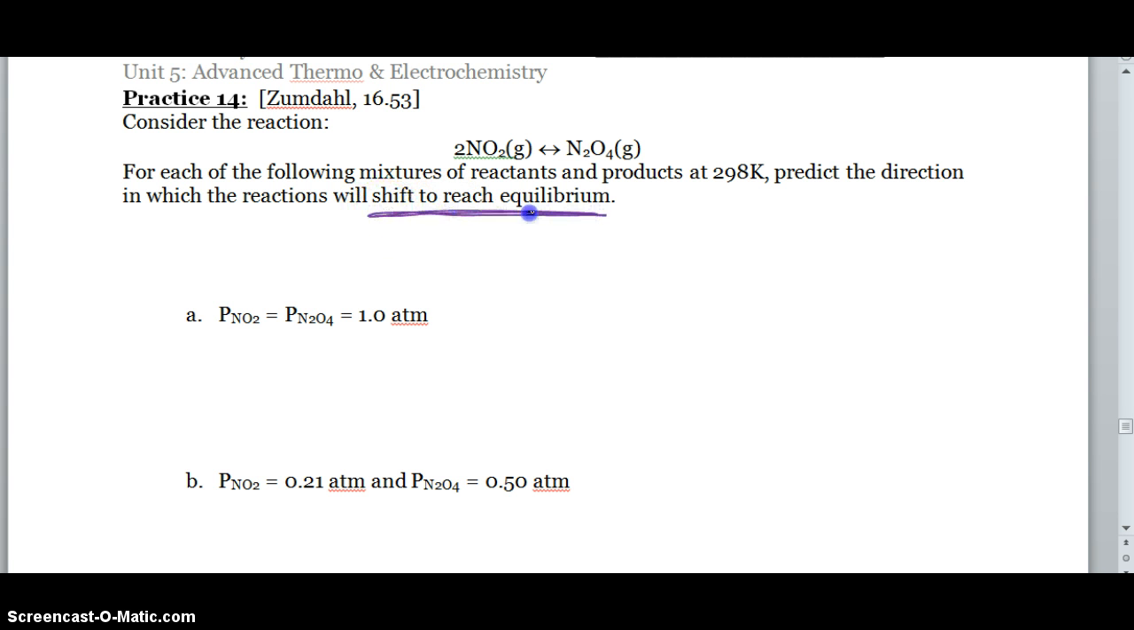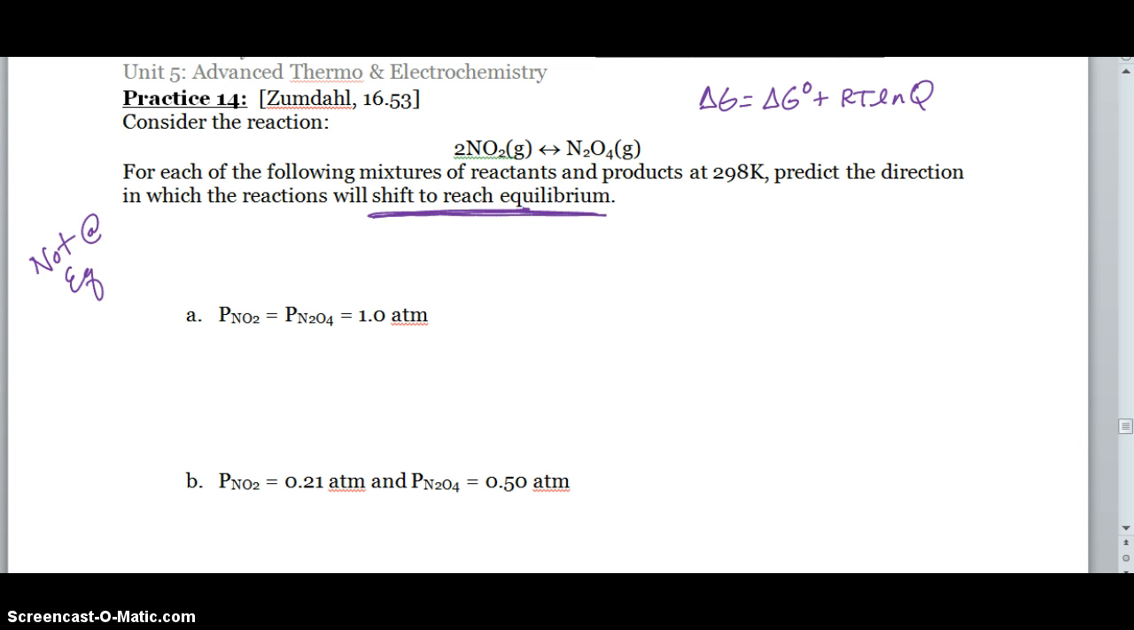And so this is really important. If they're asking you which way it's going to shift, then that means that A, B, and C may or may not be at equilibrium. And if you're not at equilibrium, that's when you want to use the full equation with ln Q, right? Because it's only at equilibrium that delta G goes to 0. So we don't want to simplify this reaction until we know that we are indeed at equilibrium.